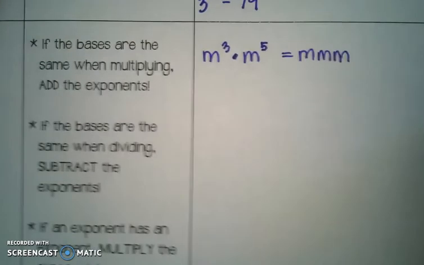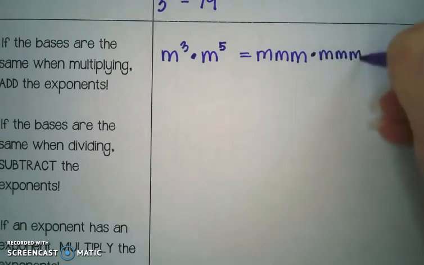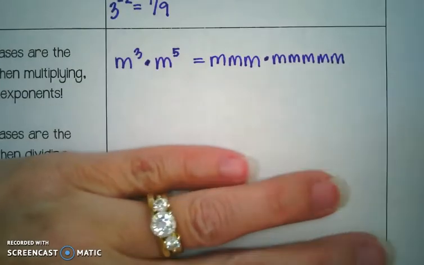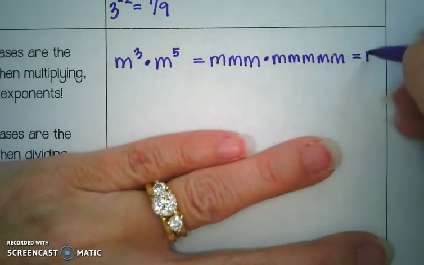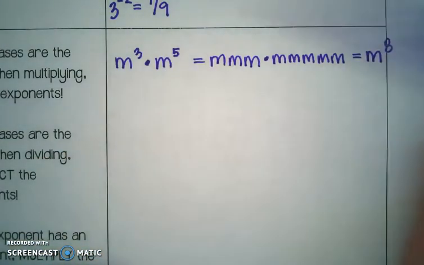And m to the fifth would be m. So a shortcut is, instead of writing all this out and then counting, why don't we just add the exponents together? We have 8 m's multiplied together. Because remember that an exponent is repeated multiplication.